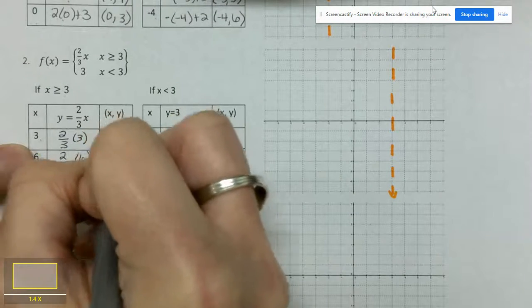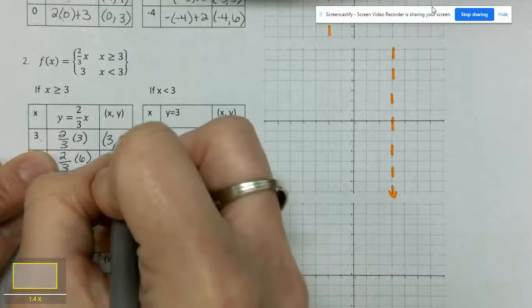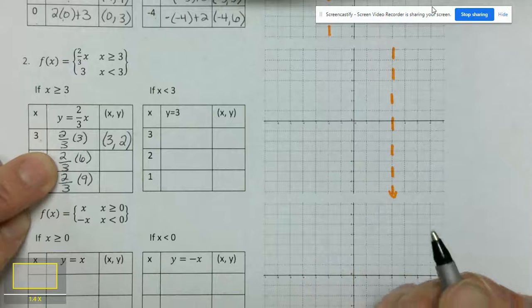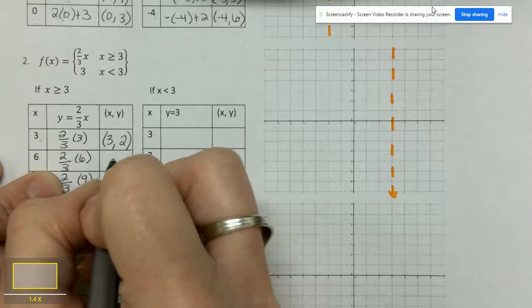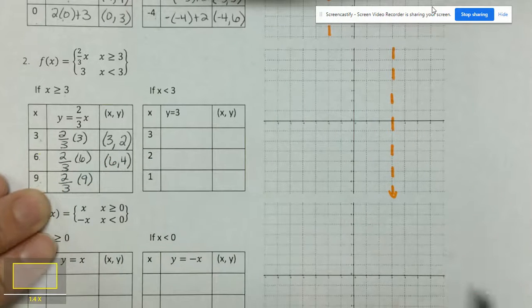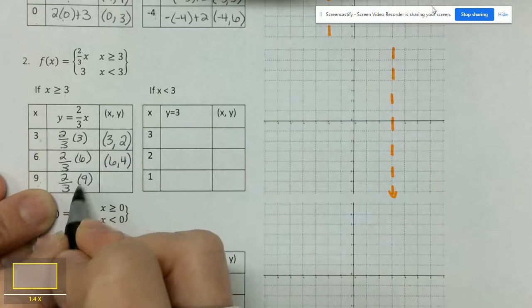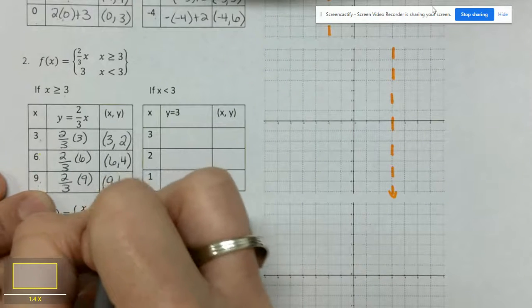Okay, so first I'm going to fill in 3. 2 times 3 is 6, and 6 divided by 3 is 2. 2 times 6 is 12, and 12 divided by 3 is 4. So we get 6, 4 there. 2 times 9 is 18, and 18 divided by 3 is 6. So this is the point 9, 6.